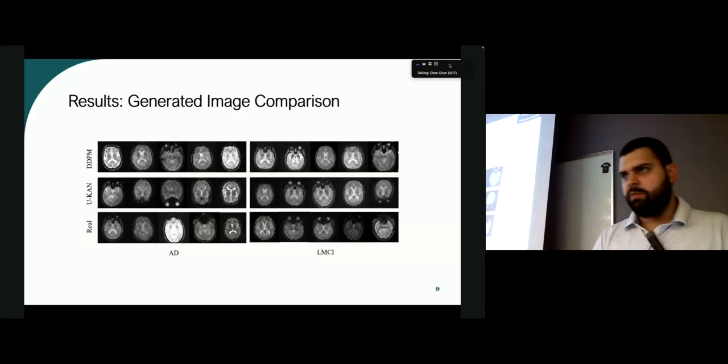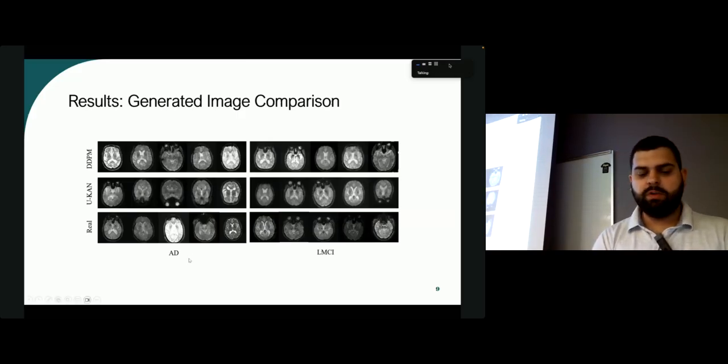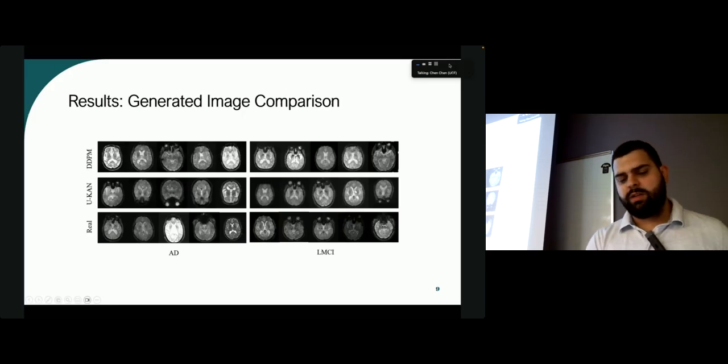So this is an example of the generated images from the diffusion models. This first row is using the diffusion model, the DDPM model, and this is what it gave me. And the second row is the generated images with the UCAN model.